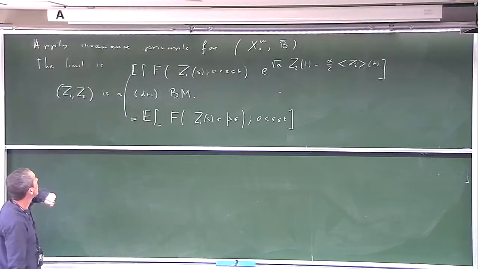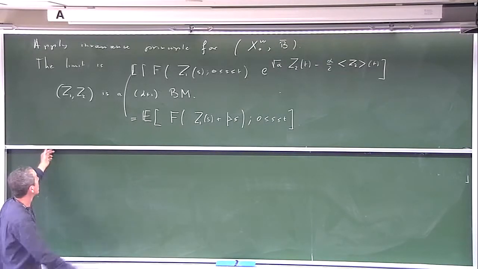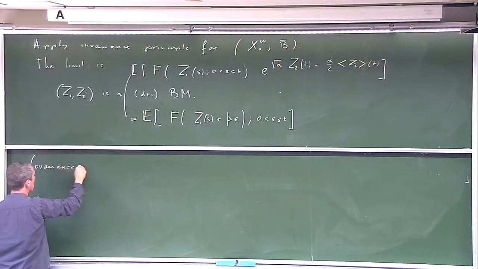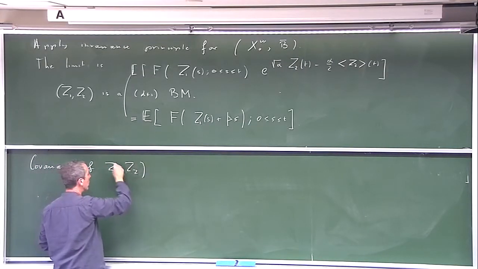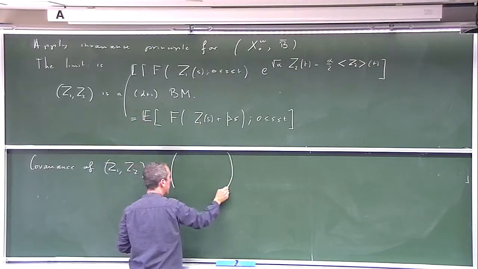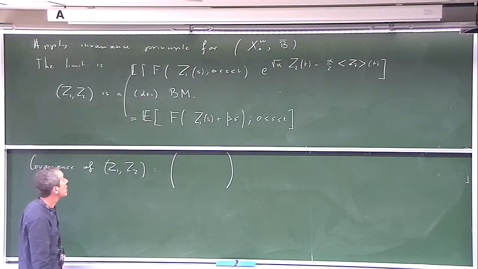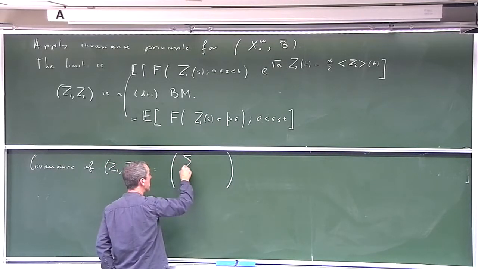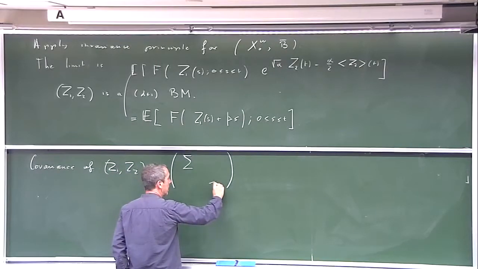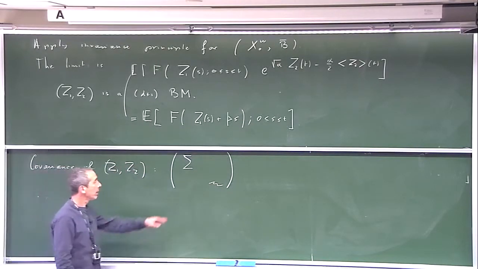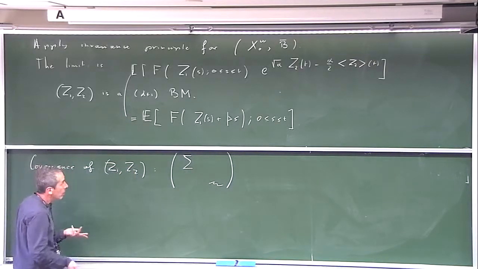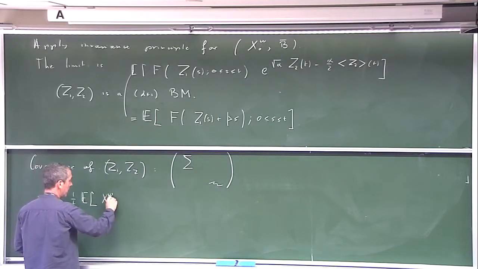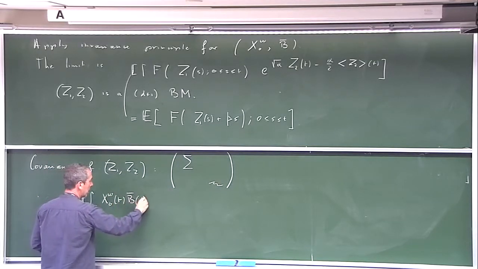So we should compute first the variance of z1, z2. So let us compute the covariance of the couple z1, z2. This is a d plus 1 dimensional matrix. And as before, z1 corresponds to x, so the covariance is sigma. Here there is something I don't care about. And here, well, the term you get here is the limit of 1 over t times the expectation of x omega 0 of t times b bar of t.